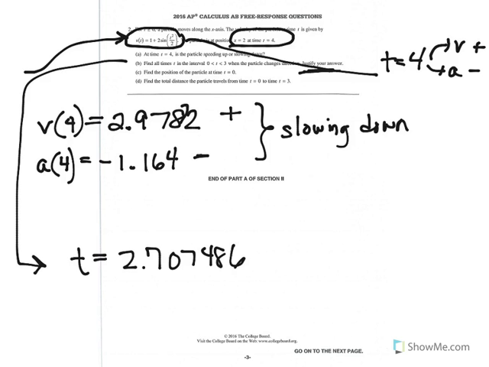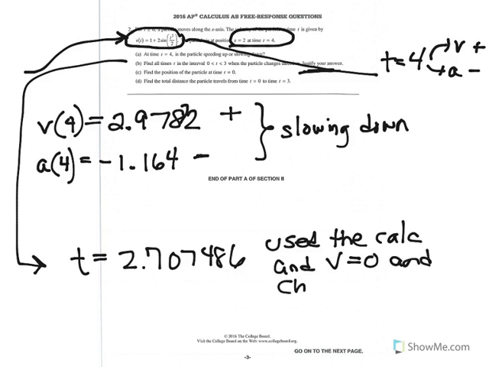Well, it asked me to justify. I can say I used the calculator, and v was equal to 0 and changed sign. I can write it out from positive to negative and negative to positive. I can mix and match the words as long as I'm saying that they change signs.